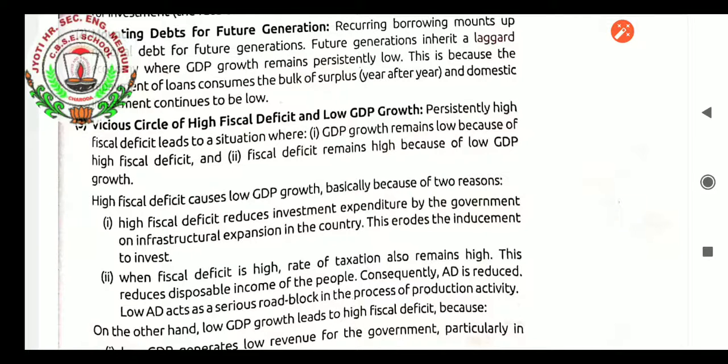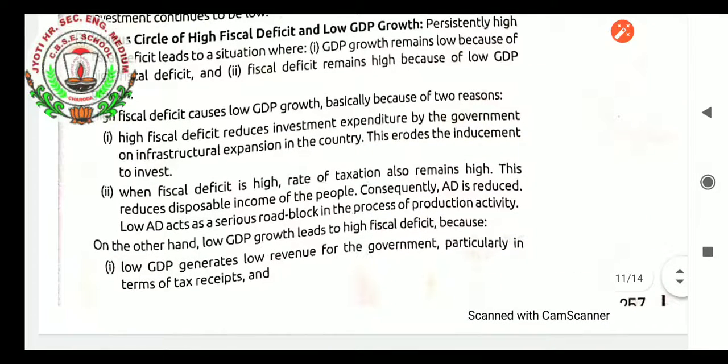High fiscal deficit causes low GDP growth basically because of two reasons. High fiscal deficit reduces investment expenditure by the government on infrastructure expansion in the country. This erodes the inducement to invest. When fiscal deficit is high, the rate of taxation also remains high. This reduces disposable income of the people. Consequently, aggregate demand is reduced. Low aggregate demand acts as a serious roadblock in the process of production activity.